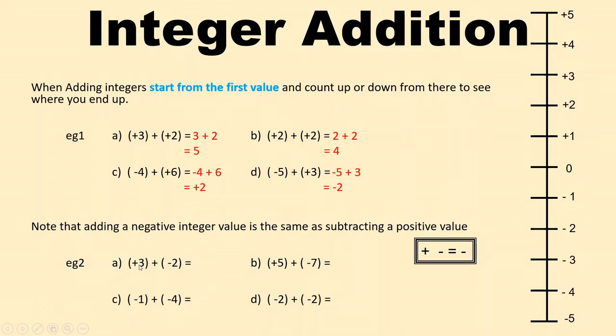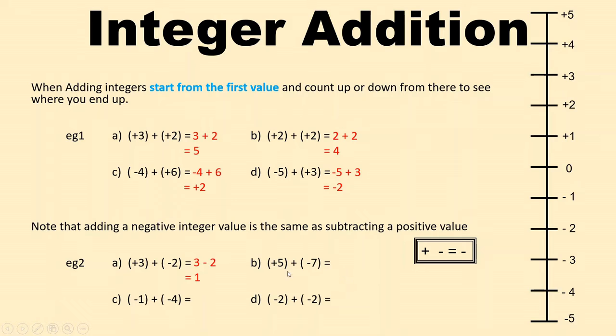I'm starting with a positive 3, and I'm adding minus 2 to that. So plus minus 2, I can write that as starting with a positive 3 and subtracting 2 from that. I'm starting up here at positive 3, and I'm going down 1, 2 places. That's going to take me from 3 down to positive 1. 3 minus 2 is 1.